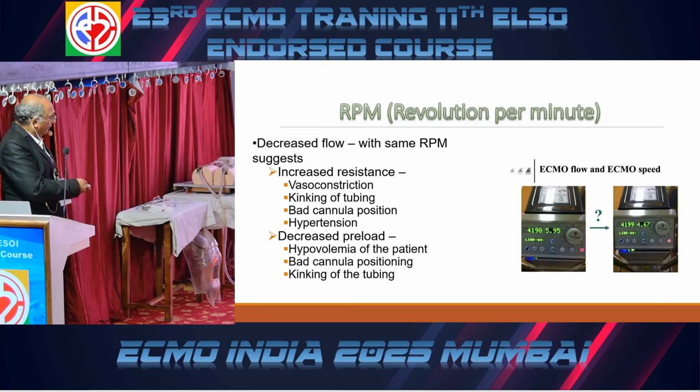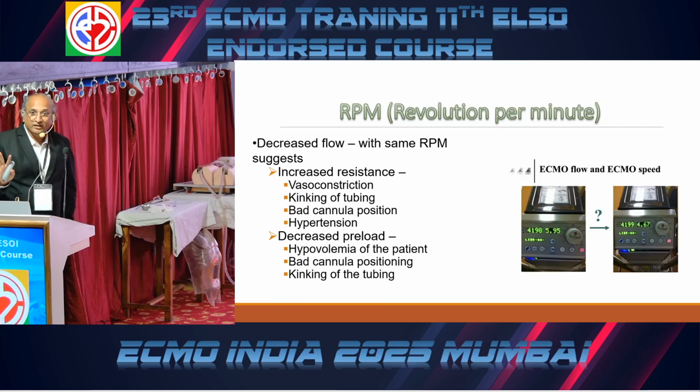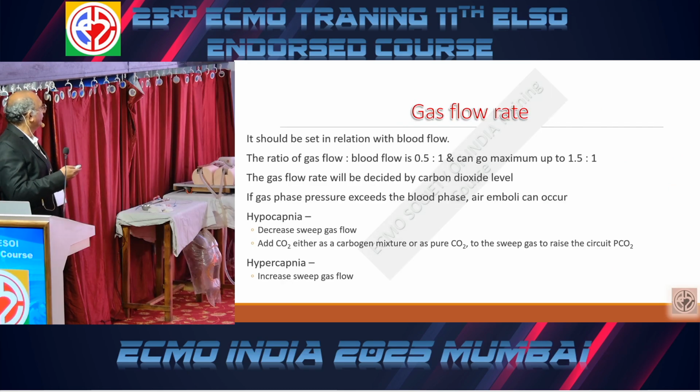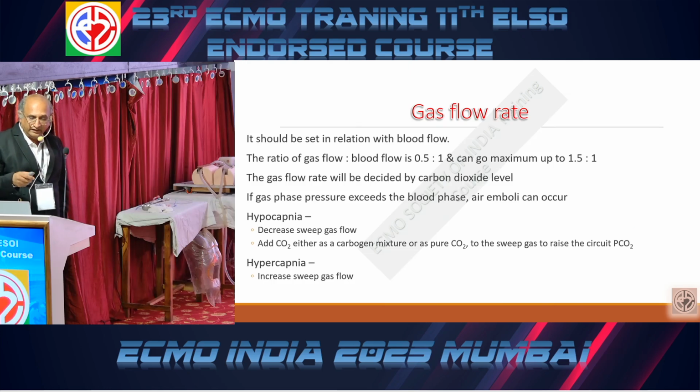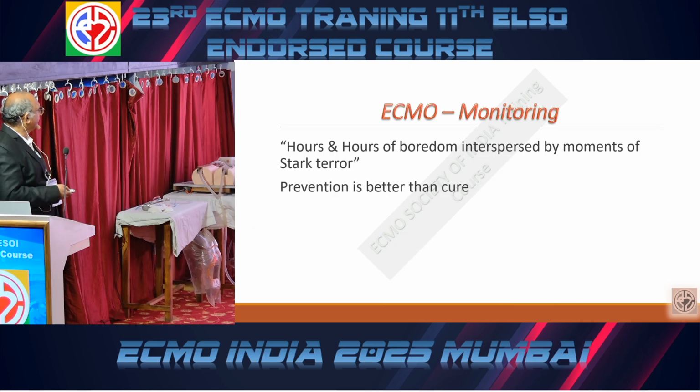So this is what is important. You can see it's the same RPM. Flow which was 5.9 liters, now it is 4.6 liters. It means either there is a change in the preload or there is a change in the afterload. You have to keep that in mind. Now how will you differentiate that? I will come to that. Okay, gas flow rate, I think I already covered that. You have to go very gradually on increasing the sweep gas so that the CO2 level can come down gradually. Okay.